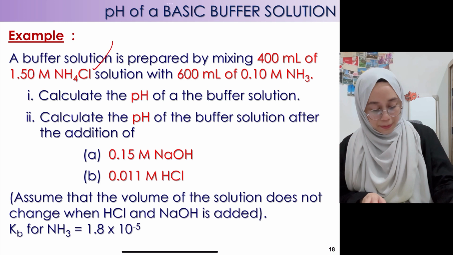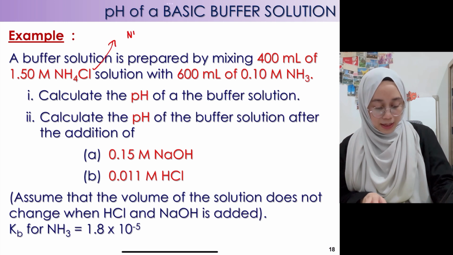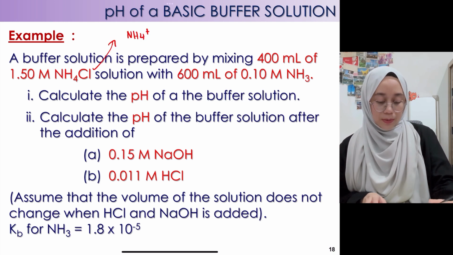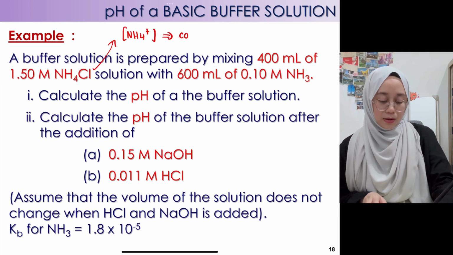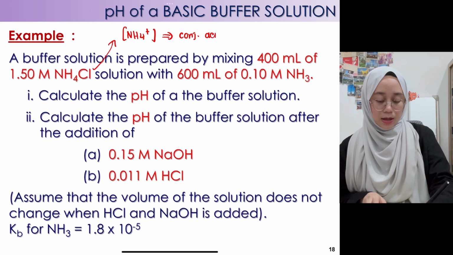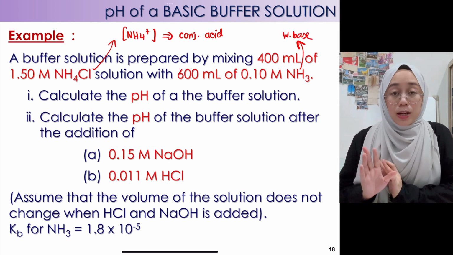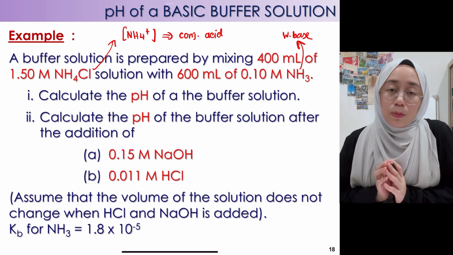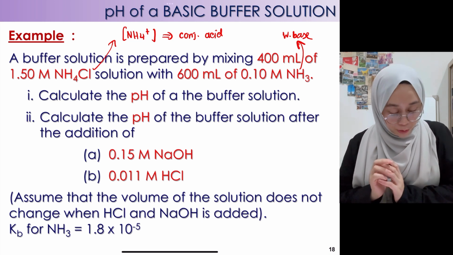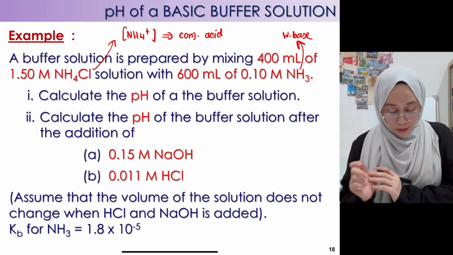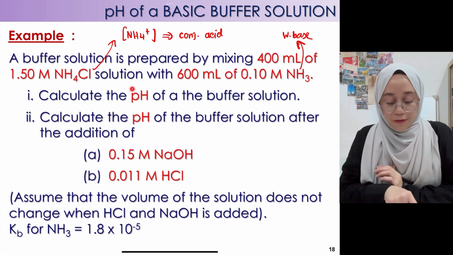So basically daripada NH4Cl kita akan dapat NH4 plus sebenarnya. Okay, ini adalah kita punya conjugate acid. Okay, meanwhile ammonia kita ni pula adalah kita punya weak base. Okay, so kena take note lah bila kita tambah small amount of acid ataupun base tu, nanti dia kacau siapa antara dua ni.